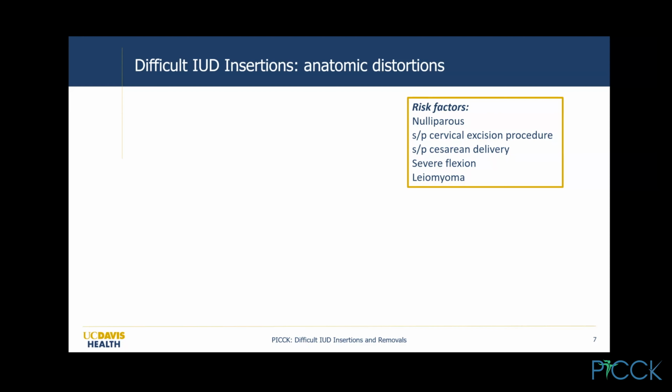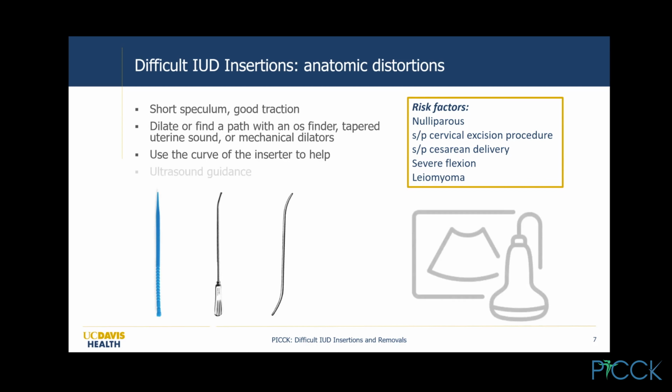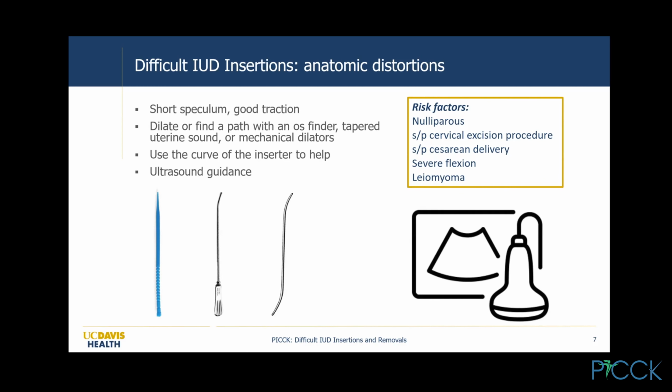One thing is to make sure you have a short speculum. If you do, you'll be able to bring the cervix down towards you and straighten out the uterus so that you might be able to access it better. And then you can dilate or find a path using an Os finder, which is the blue object here, a tapered uterine sound, or mechanical dilators. Sometimes the curve of the dilators can help you identify the path that you'll need to take, and the IUD inserters themselves will often have a curve, and you can use that to mimic the same path that you've just taken. And finally, ultrasound guidance can be enormously helpful, and I'll show you why in a little bit.